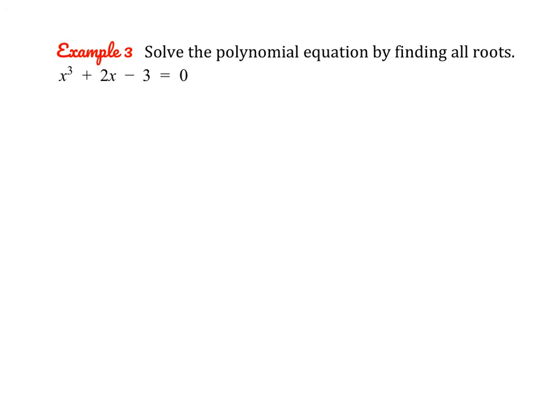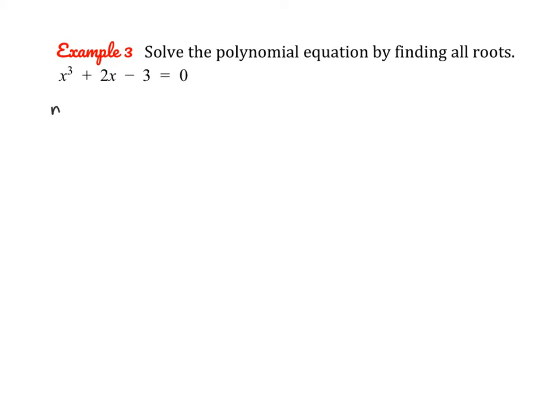All right, let's try another one together. So here we have x cubed plus 2x minus 3 equals 0. So I know this looks like a trinomial we can factor, but this is x cubed, not x squared, so we actually can't factor it. So remember, when we can't factor, we have to use a new method to get us started. So this is where we're going to use that rational zero theorem.